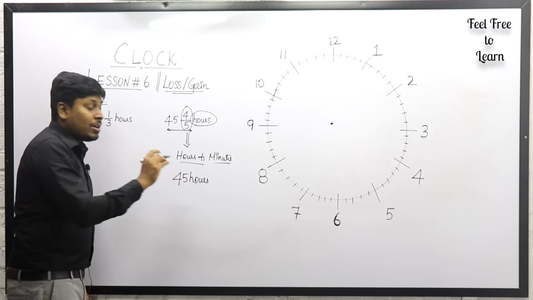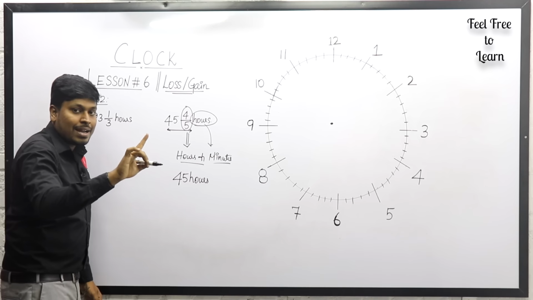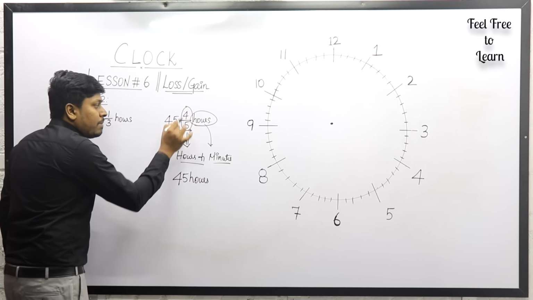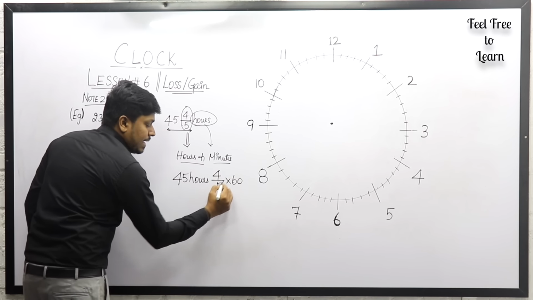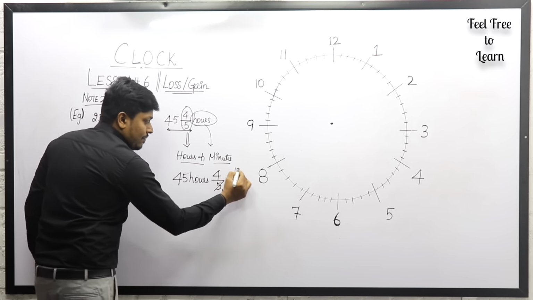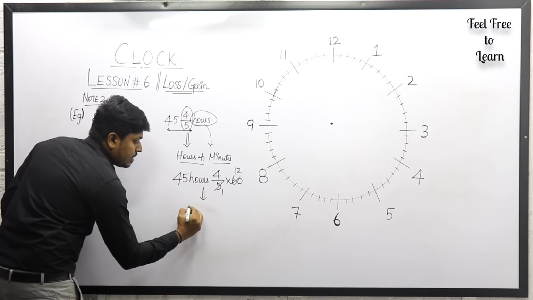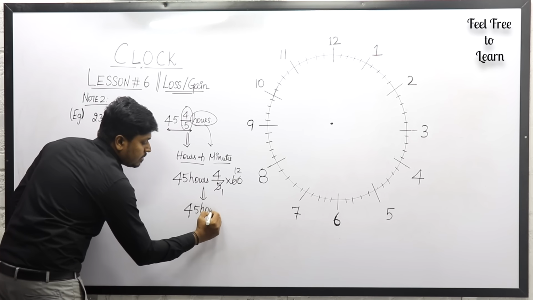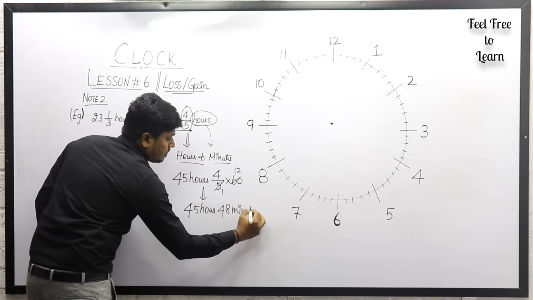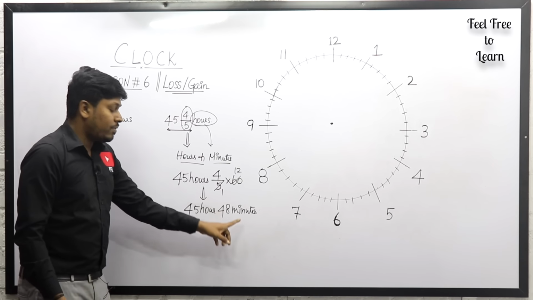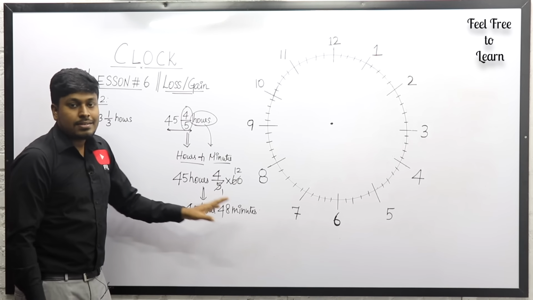We know that in order to convert hours into minutes, you need to multiply by 60, because 1 hour will be 60 minutes. So here 4/5 hours, so 4/5 into 60. Cancel it: 1 5 is 5, 12 5s are 60. So 12 into 4 will be 48. So now we can say the answer is 45 hours 48 minutes. So friends, understood, right? So finally we have converted the given number in terms of hours as well as minutes.